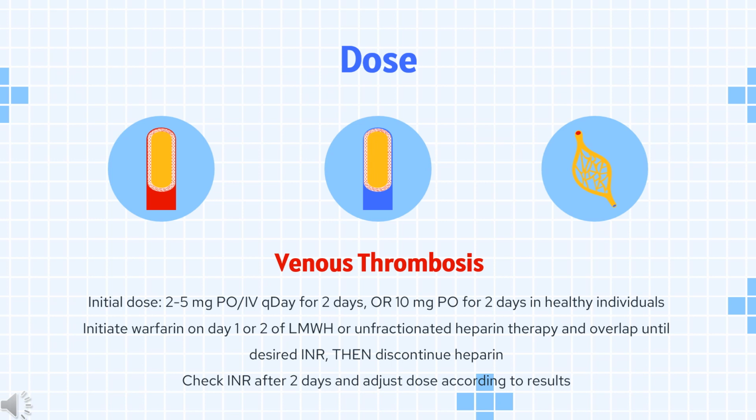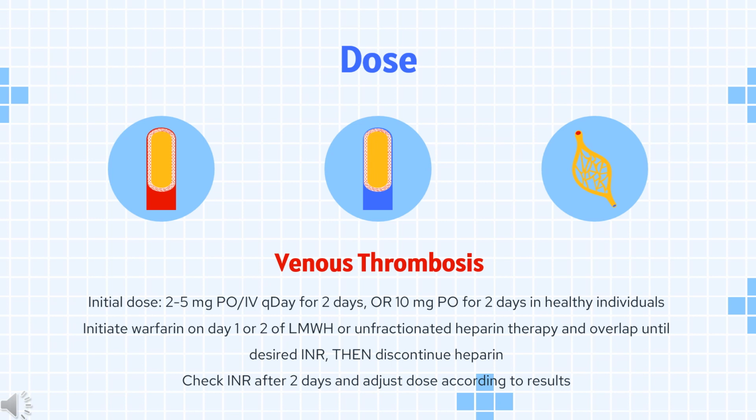Post-myocardial infarction. Reduction in the risk of death, recurrent MI, and thromboembolic events, e.g., stroke, systemic embolization, after MI. Initial dose, 2 to 5 mg PO/IV daily for 2 days, or 10 mg PO for 2 days in healthy individuals. Check INR after 2 days and adjust dose according to results. Typical maintenance dose ranges between 2 and 10 mg per day.